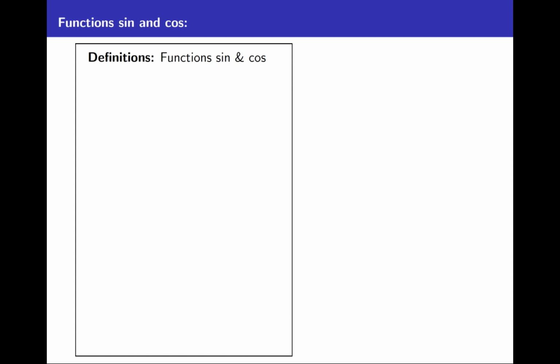Now we can define functions sine and cosine, now that we understand radian measure. Sine and cosine are the two most basic trigonometric functions. And we'll define them in this box. In each case, the input is a radian measure theta, and the output is the side length of a certain triangle.